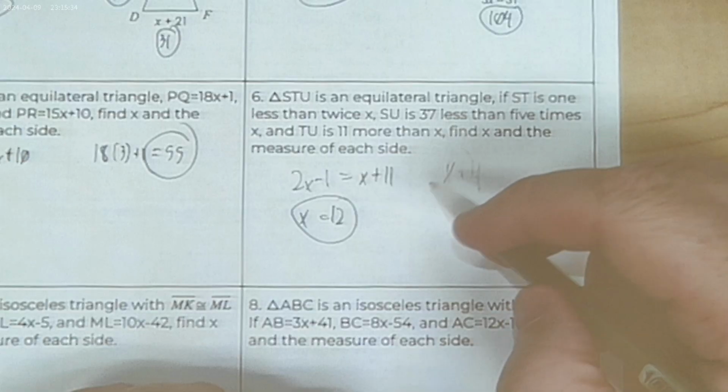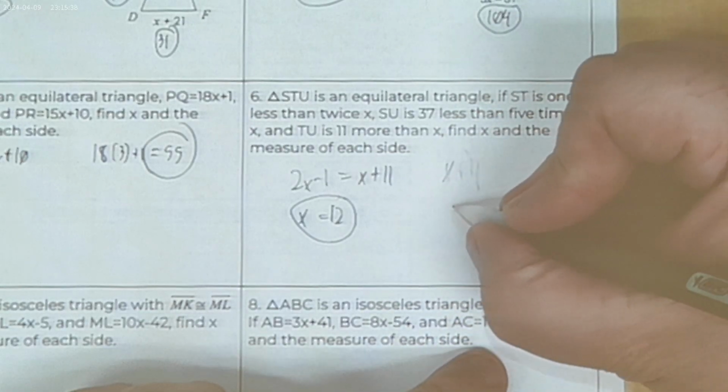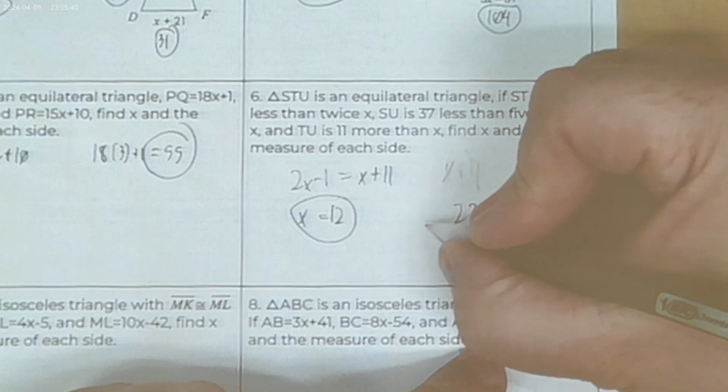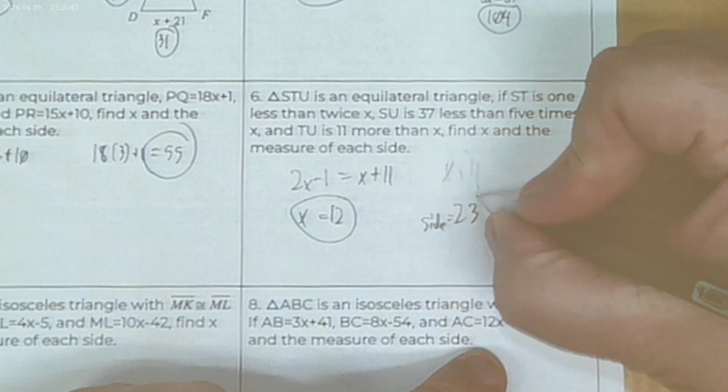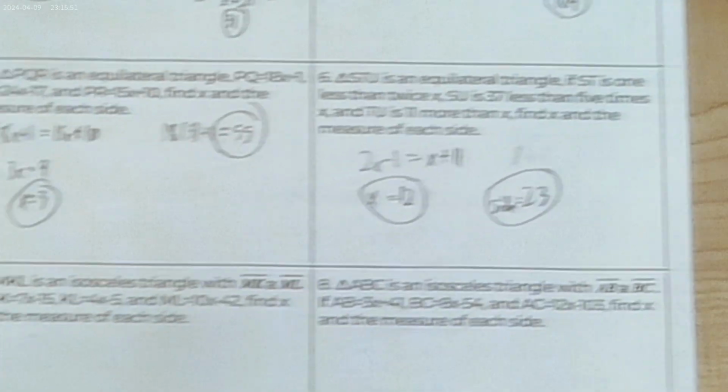So x plus 11 equals one of the sides, so 12 plus 11 is 23. So that's 23. Side equals 23, and that's it. Now, because it's an equilateral triangle, again, if I solve for one side, I solve for all of them.